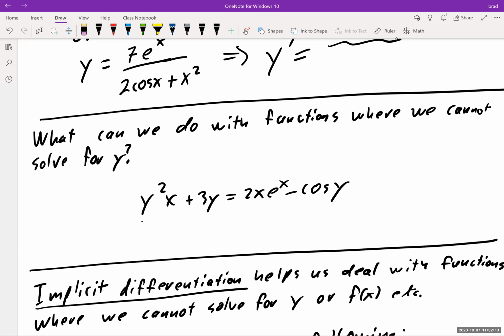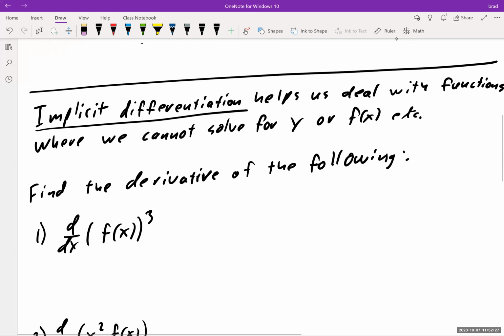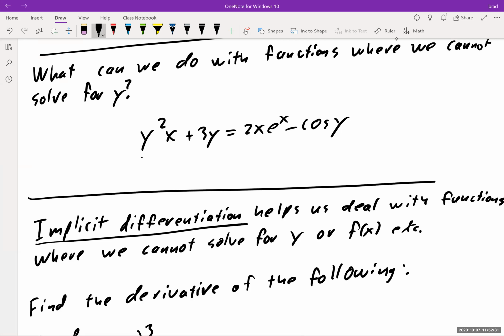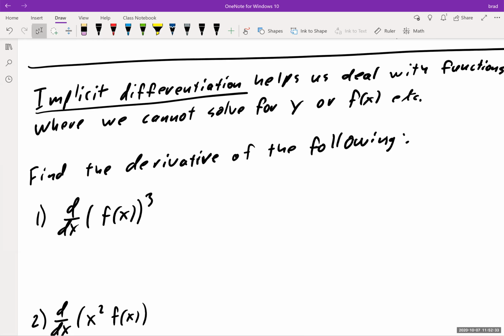So basically, these types of problems, we cannot solve for y, and we cannot solve for f of x. So how would we find y prime if you can't isolate y? So what we do is something called implicit differentiation. And implicit differentiation is a good tool that's going to help us work with problems that cannot be solved for y or cannot be solved for f of x. Now, the big thing with implicit differentiation is the chain rule. The chain rule is very, very important in implicit differentiation.